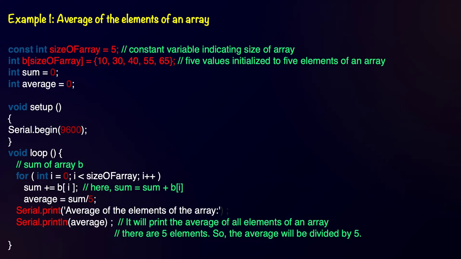Void loop, the sum of the array. How to do it? for int i = 0, i less than sizeOfArray, i++. By now you will be memorizing it, I'm using it again and again, that's why. sum += b[i], right? Then after we do the sum, how can we find the average? Very easy. Divide it by the total number of elements. What is it? 3, 4, 5. So divide it by 5. Then again, Serial.print this statement and Serial.print average. What is average? The value assigned to sum divided by 5.